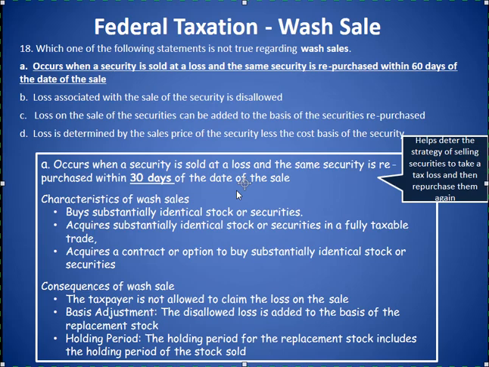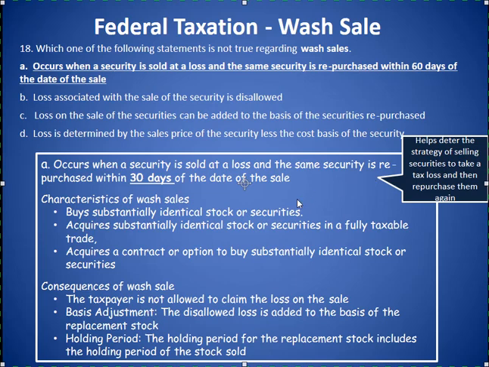Now, the correct answer is it occurs when a security is sold at a loss and the same security is repurchased within 30 days of the date of the sale. And this helps deter the strategy of selling securities to first take a tax loss and then repurchase them again.